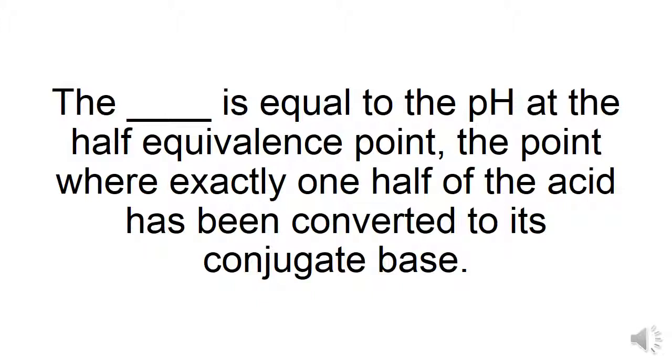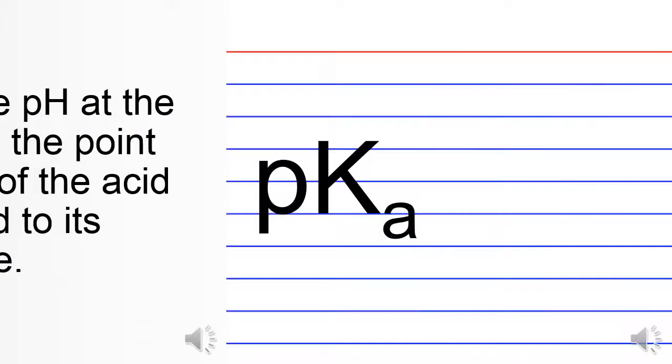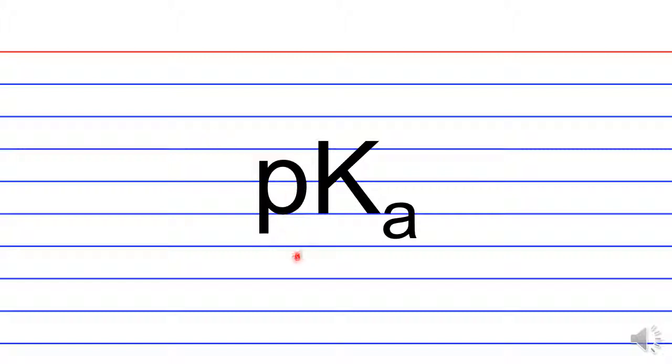So the blank is equal to the pH at the half equivalence point. The point where exactly 1/2 of the acid has been converted to its conjugate base. This I just discussed with you in the previous set of cards. So what goes in this blank? And at this point, the pKa is equal to the pH. And again, when pKa is equal to pH, exactly 1/2 of the concentration of conjugate acid has been converted to its conjugate base.